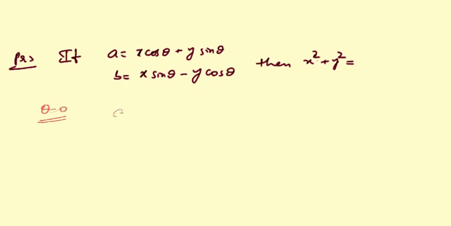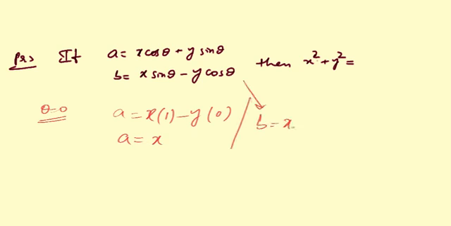So then what will happen to a? So a will become like this, friends. a is nothing but x into cos theta. Cos 0 is nothing but 1, minus y into sin 0, that is nothing but 0. So a will become x into 1, which is nothing but x. So a will become x. Now try to solve b, friends. b is nothing but x into sin 0, which is 0, and y into cos 0, which is 1. So b will become minus y.